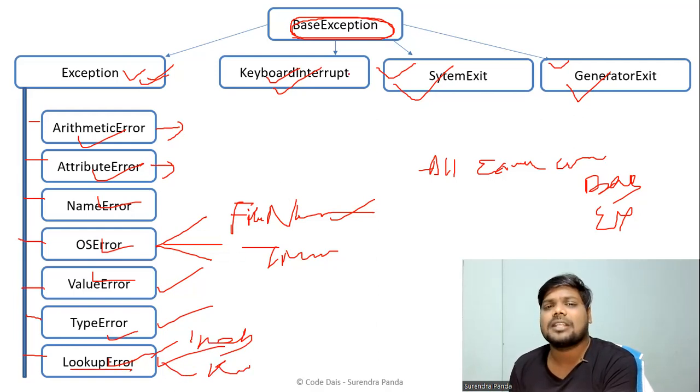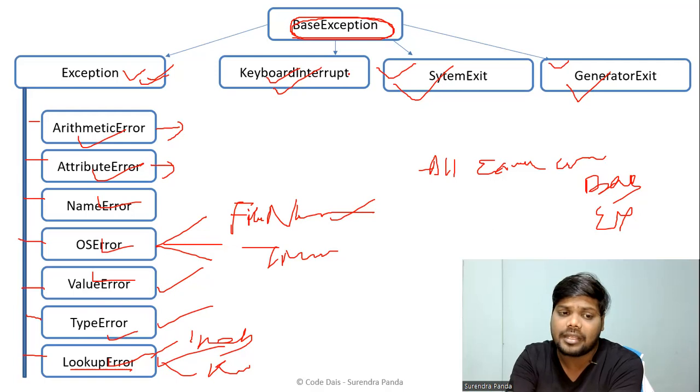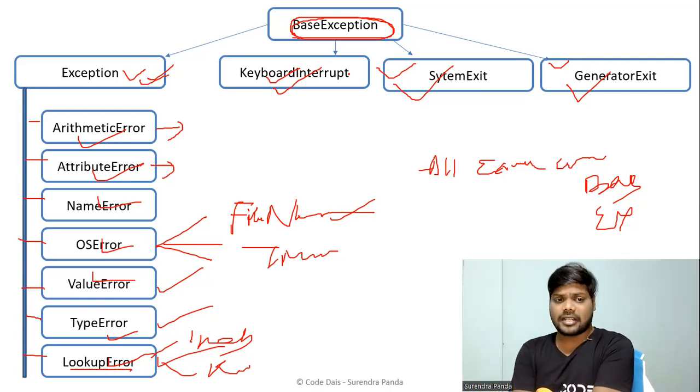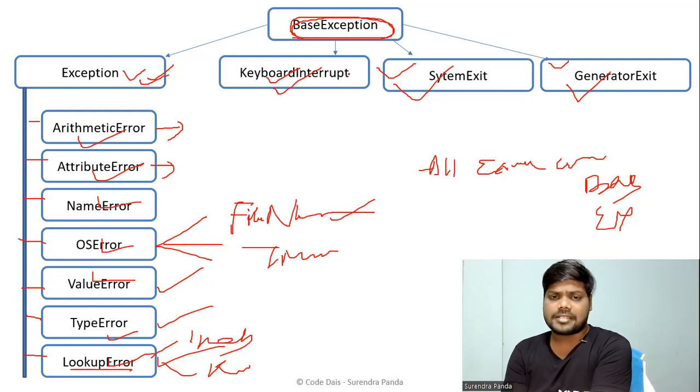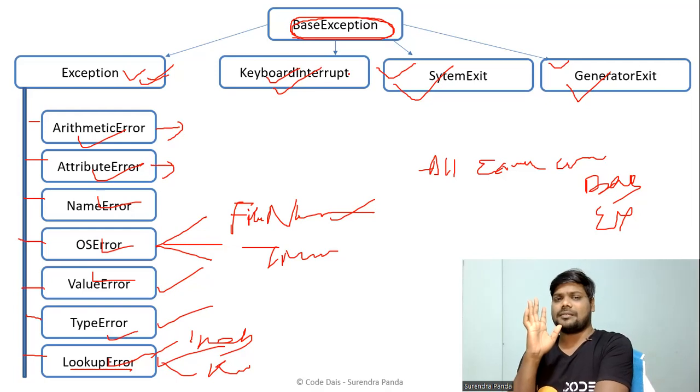In the exception hierarchy, all the classes are by default children of BaseException. Inside Exception, we have many classes like ArithmeticError, AttributeError, NameError, OSError, ValueError, TypeError, LookupError. ArithmeticError gives things like ZeroDivisionError. AttributeError occurs when we try to access an attribute that is not present. OSError occurs for file not found. By default, all the errors come from BaseException. Why this concept matters, we'll discuss in future.